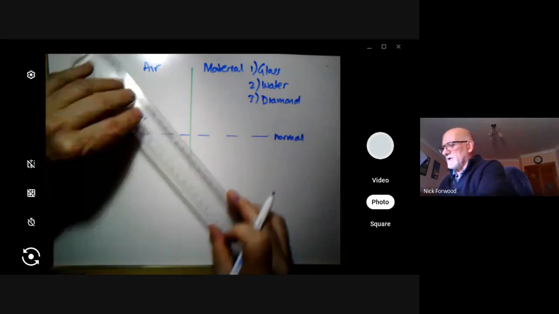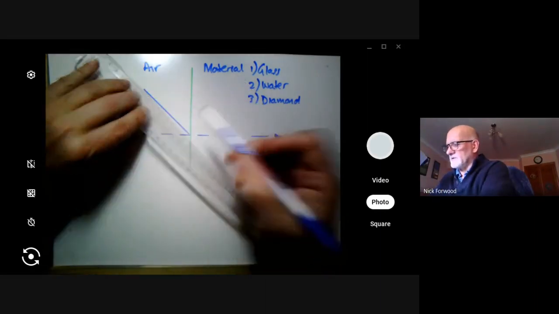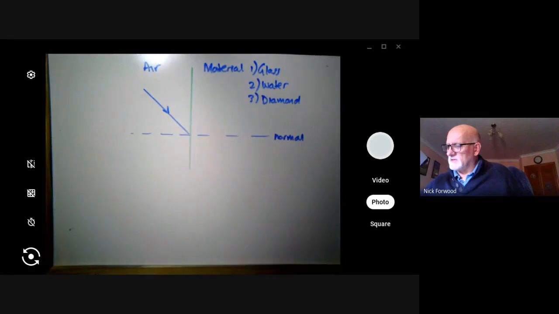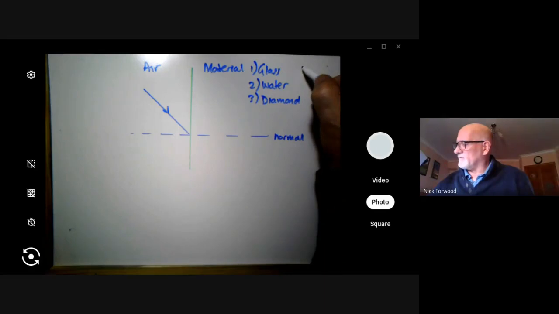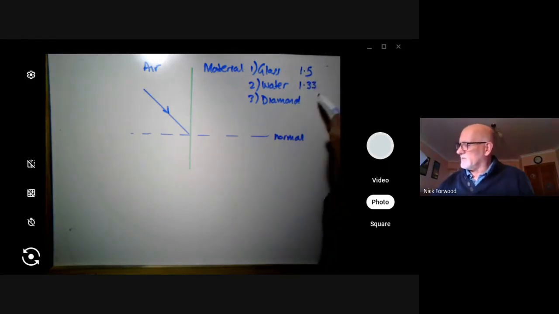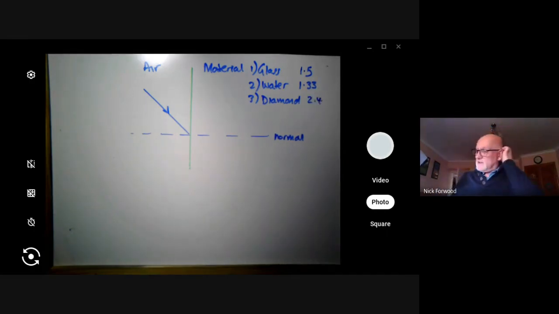Let's have our ray of light coming in, like this. This is the ray of light in air. We know that that number for glass is about 1.5. That refractive index is 1.5. We know it's 1.33 for water, and I'm sorry, I should have looked up the number for diamond first, but I'll say it's 2.4. And then we can look at what happens to the beams of light. Okay, the bigger the number, the more the light is slowed down, and the more the light is bent, or the more the light changes its direction.